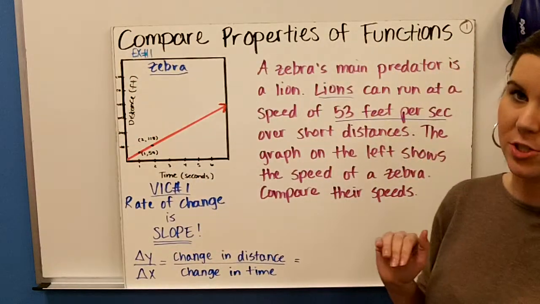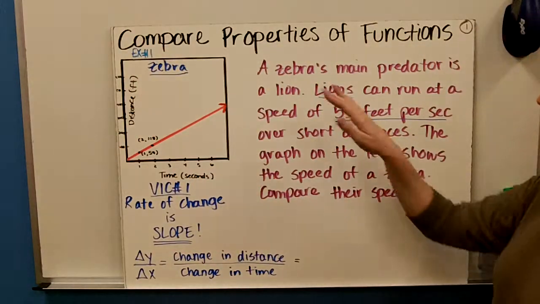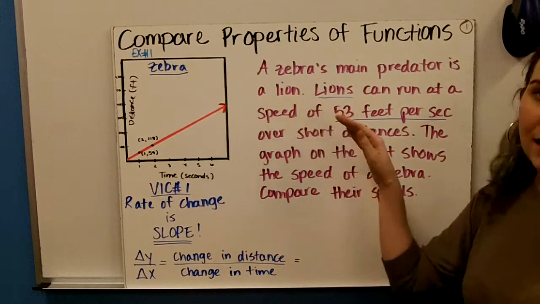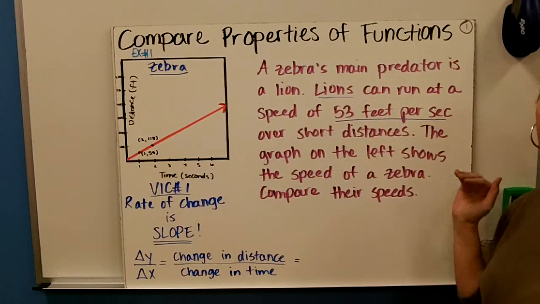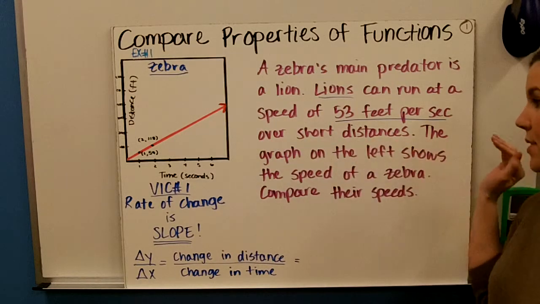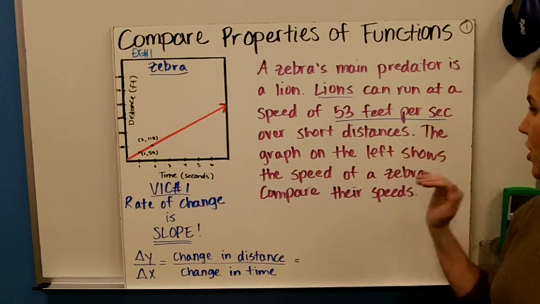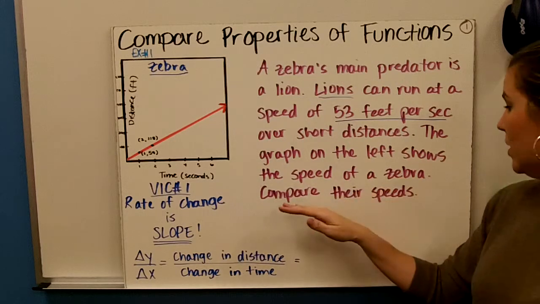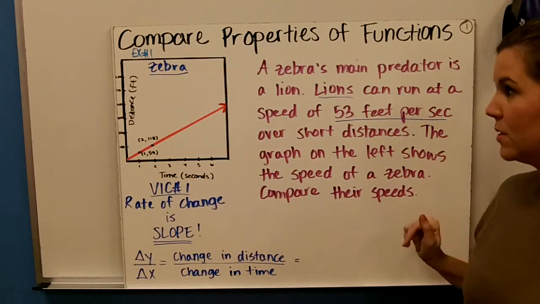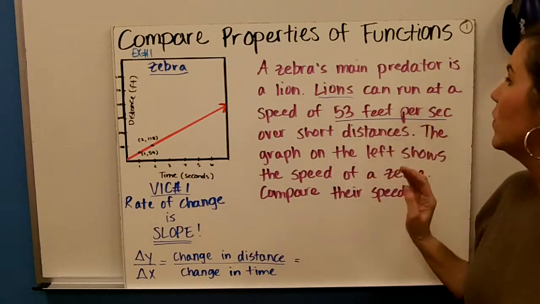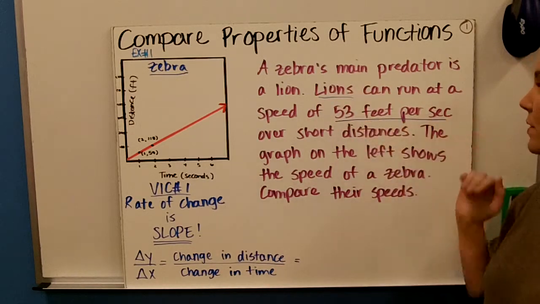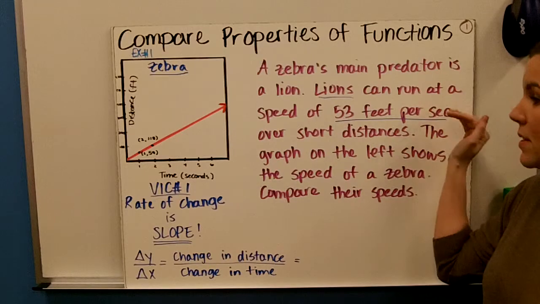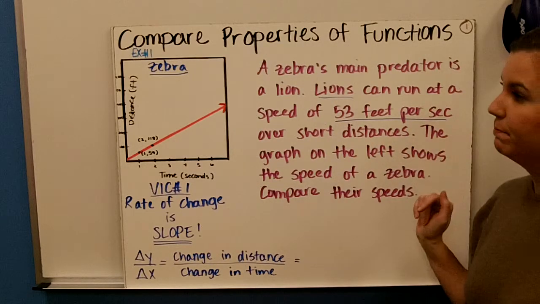Compare properties of functions. Example 1. A zebra's main predator is a lion. Lions can run at a speed of 53 feet per second over short distances. The graph on the left shows the speed of a zebra. Compare their speeds. From the context of this problem, we can see that a lion can run at a speed of 53 feet per second. This is the rate of change for a lion.